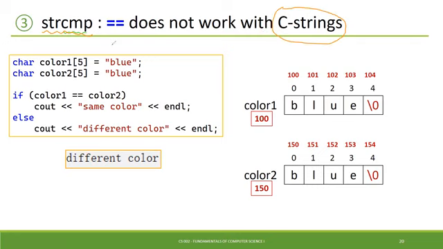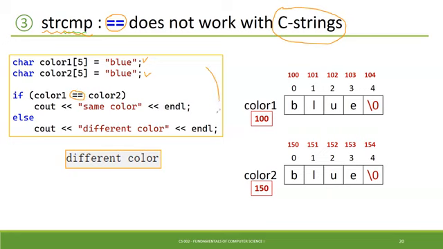And look at this one. This symbol, whenever we check the equality of two data, we use this symbol, right? However, this symbol does not work for C strings. I'll show you an example, guys. Look at this one. I have two C strings, color1 and color2. Color1 and color2 both have blue. Same characters, same strings. And I try to check whether the two strings are the same, so I use this one.